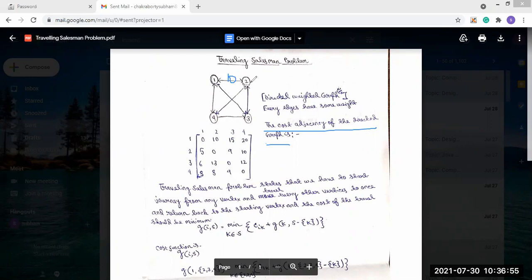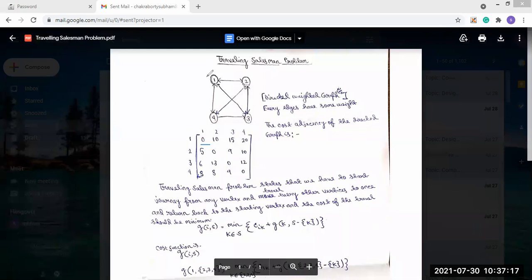Here, let's say the cost adjacency matrix is already given, declared as a cost adjacency matrix. So from here we are able to know what the cost between them is. In this cost adjacency matrix, from 1 to 1, it is 0.